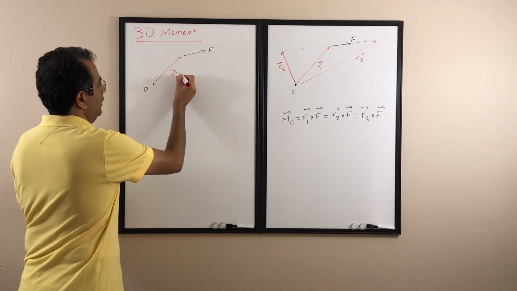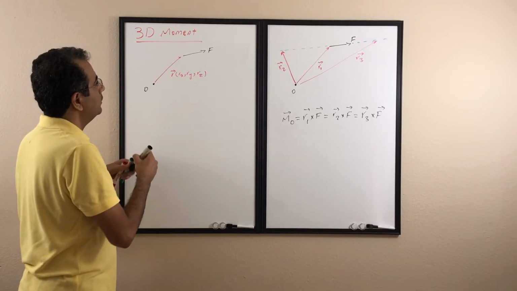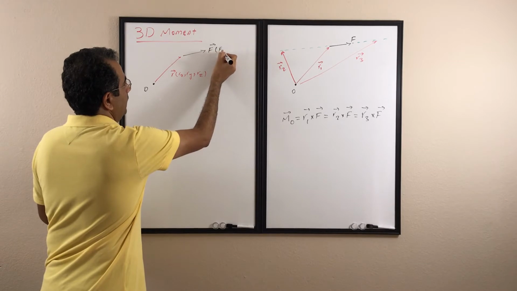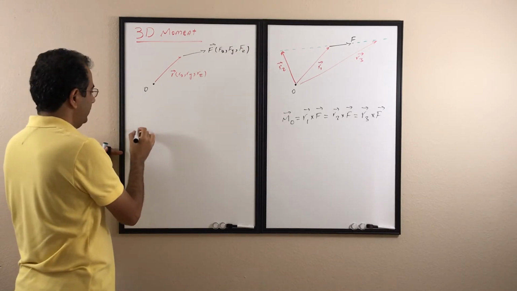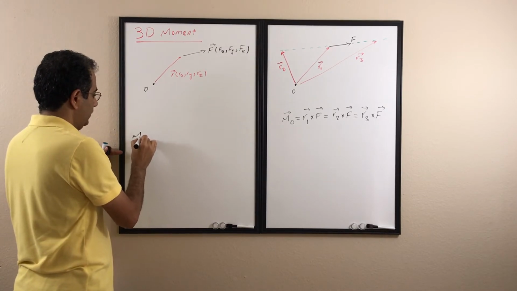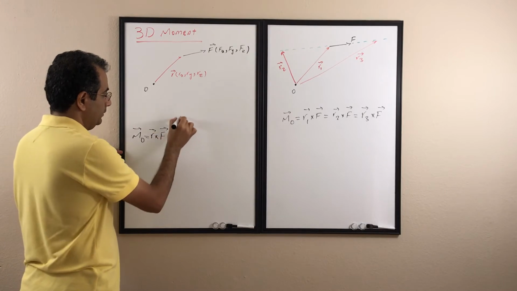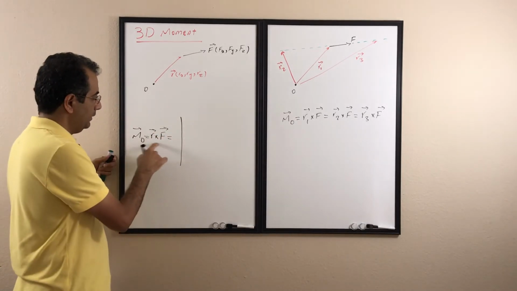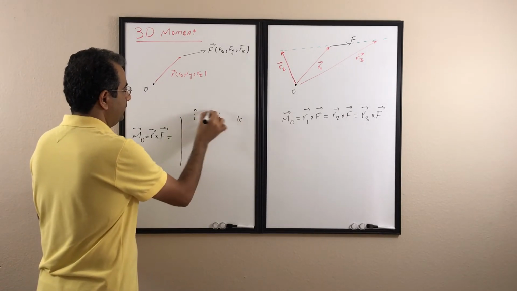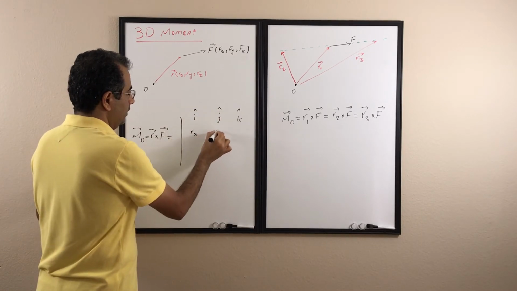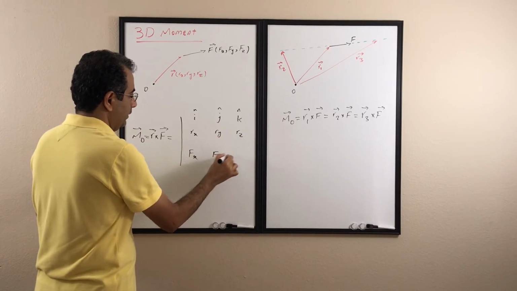So if the vector R is Rx, Ry, and Rz, and the vector F is Fx, Fy, and Fz, then the moment about point O is R cross F, which can be defined by the determinant because it's a cross product. So it's going to be i, j, k, then Rx, Ry, Rz, and then Fx, Fy, and Fz.